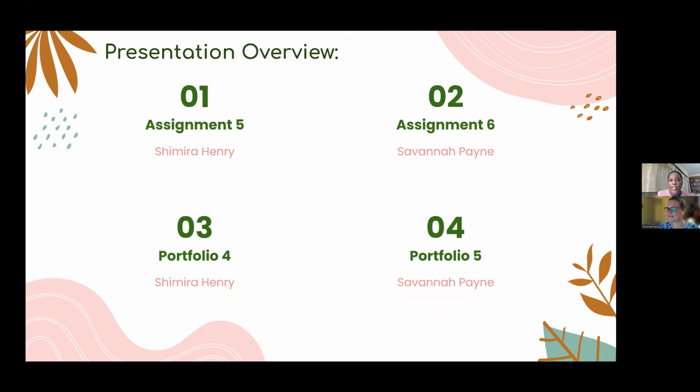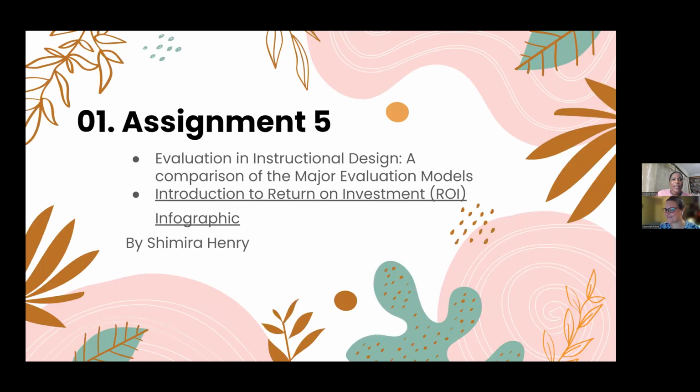Presentation overview. Today, I will present assignment 5. My team member, Savannah Payne, is going to be doing number 6. For assignment 5, I will go over evaluation and instructional design, a comparison of the major evaluation models, and introduction to return on investment, ROI infographic.